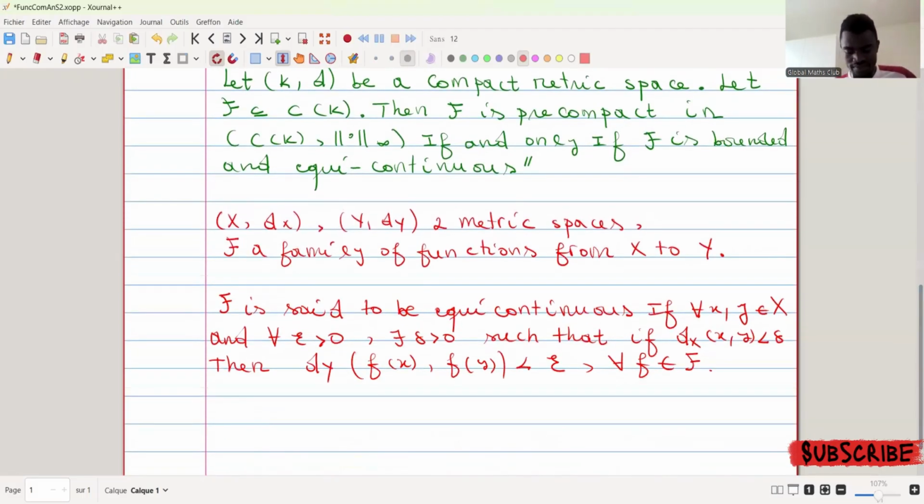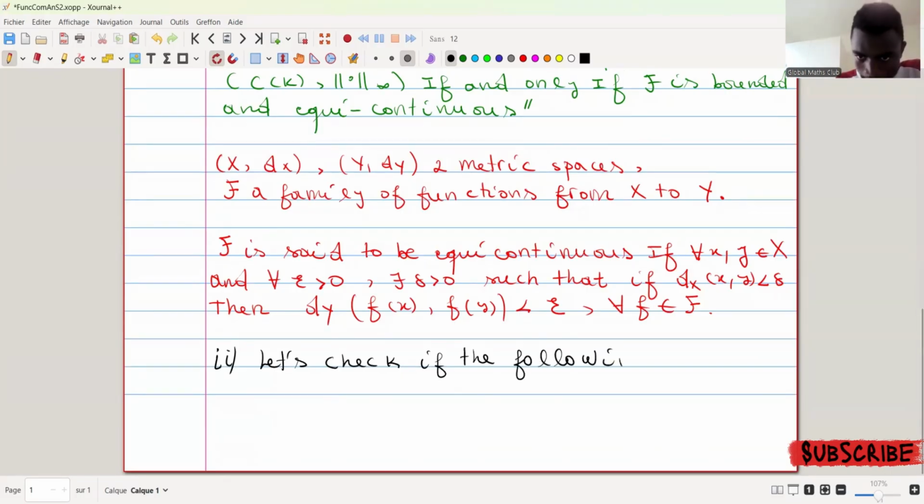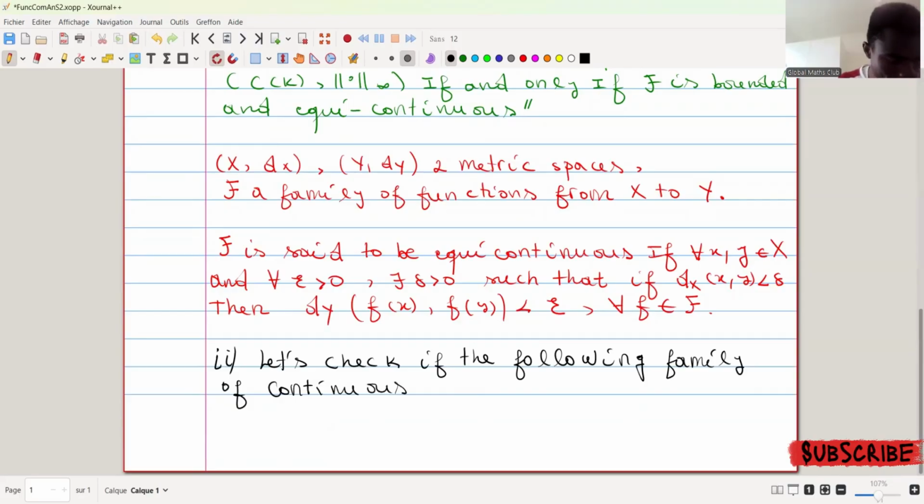Now, what is the first question? The second question. So let us check if the following family of continuous functions is pre-compact.